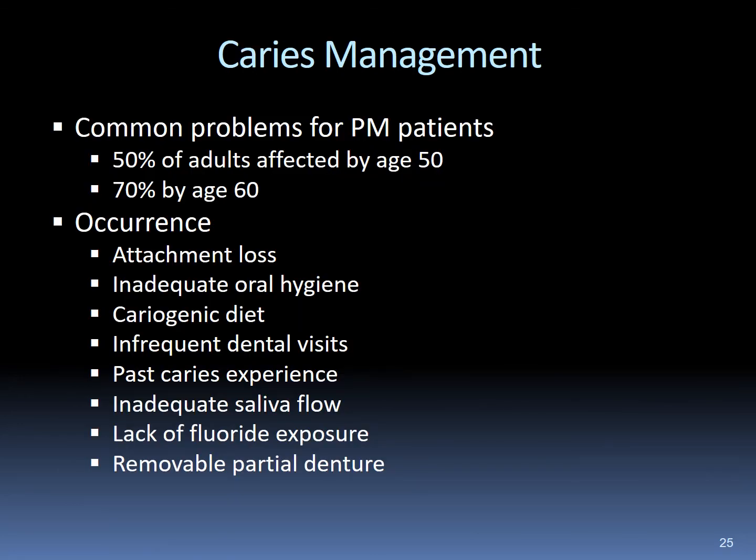Common problems with periodontal maintenance patients are related to age. 50% of the patients who are affected by periodontal disease are 50 years of age and older, and 70% are 60 years of age and older. Occurrence is determined by attachment loss, inadequate oral hygiene, cariogenic diets, infrequent dental visits, past caries experiences, inadequate saliva flow, lack of fluoride exposure, and removable partial dentures.